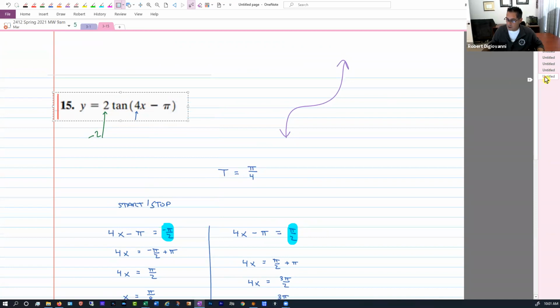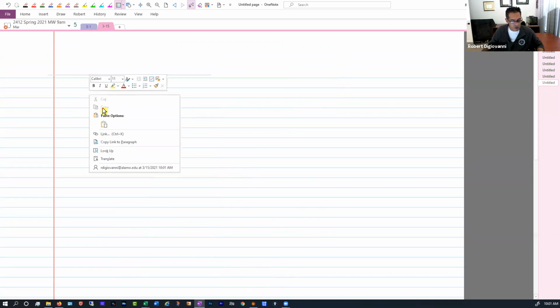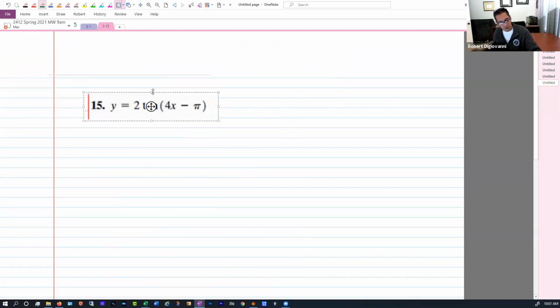Okay, let me do a new one, but let's change it. Instead of tangent, let's do cotangent. Everything is the same in terms of the period. The period is still going to be pi over 4. The thing that changes is the start and the end, the start and the stop.